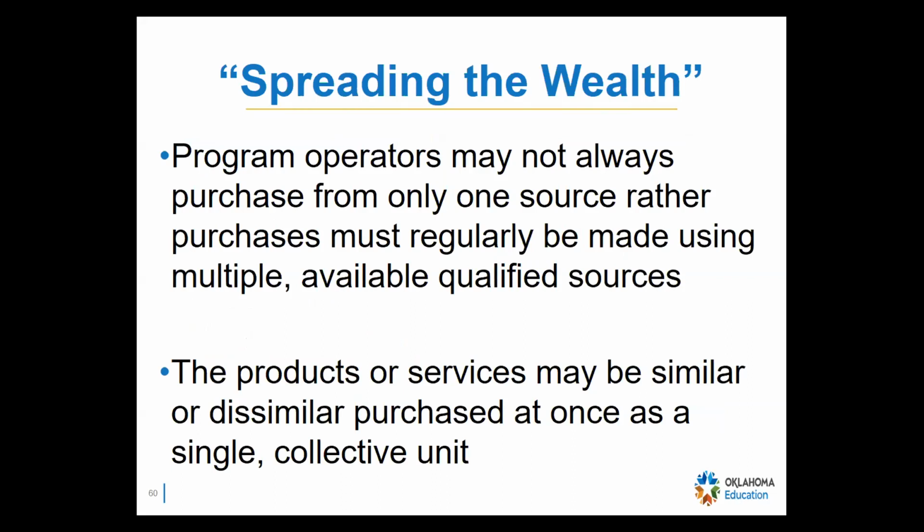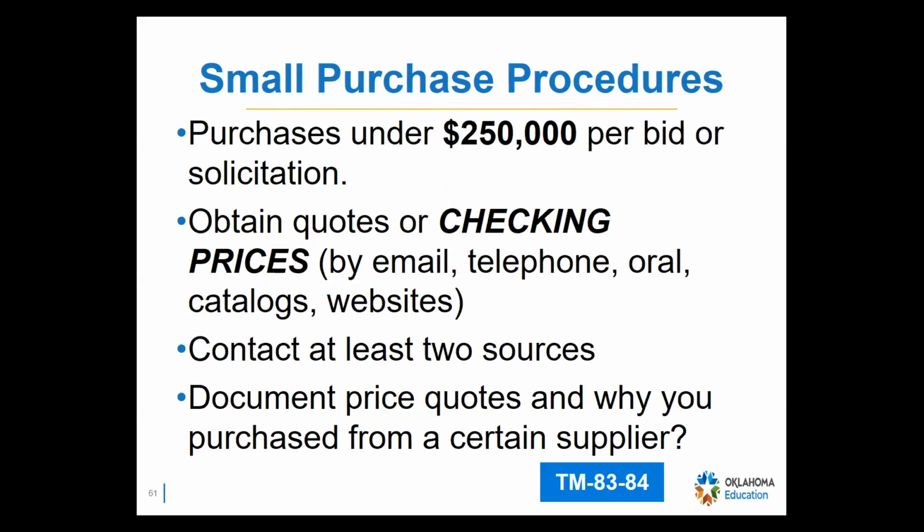Again, you're buying from multiple people. You're spreading your money throughout. But honestly, schools are mostly, and to be honest, most people are using small purchase. Small purchase is anything under $250,000 per that vendor or per that invoice.